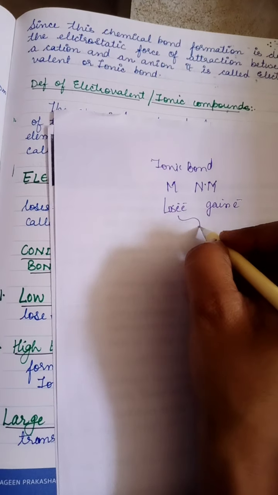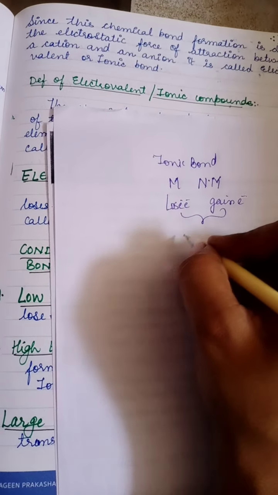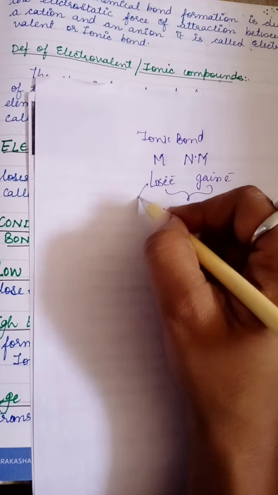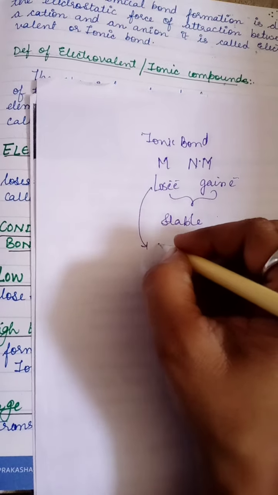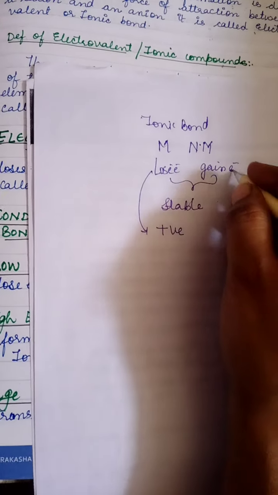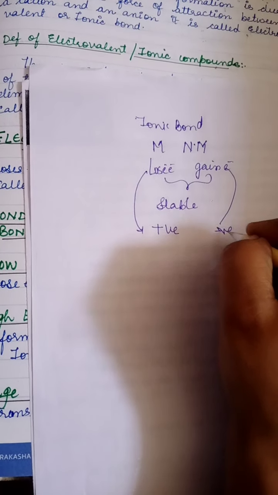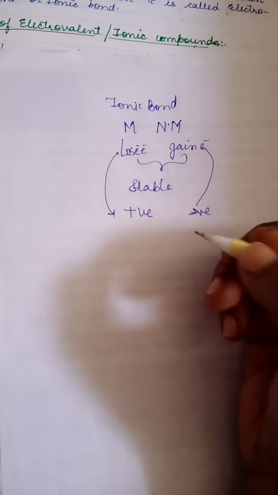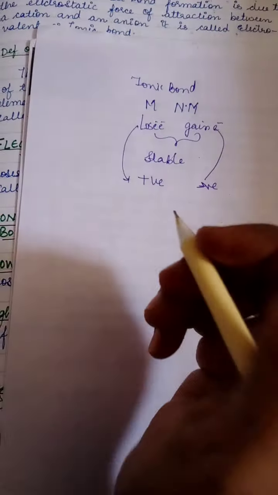Now why are they losing and gaining? Only one reason, because they want to become stable. When the loss of electrons takes place, they carry a positive charge, and on gain of electrons, they carry a negative charge. Hence they are electropositive, and these are electronegative. I am taking one simple example.